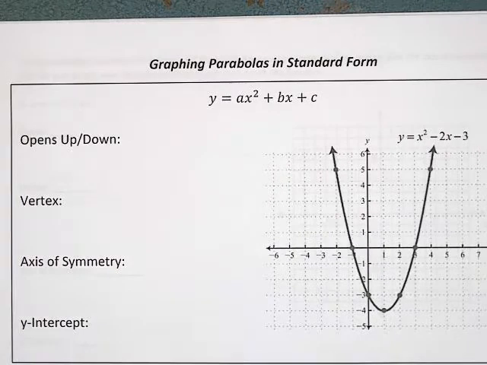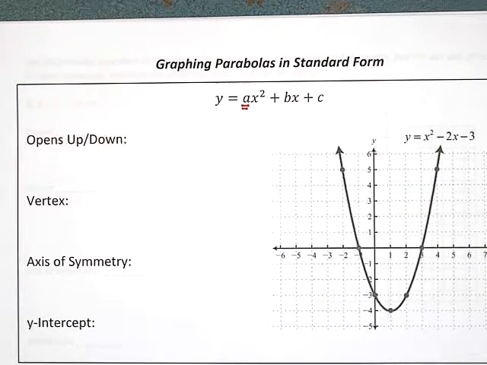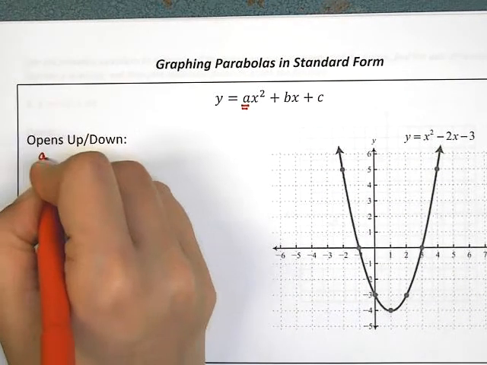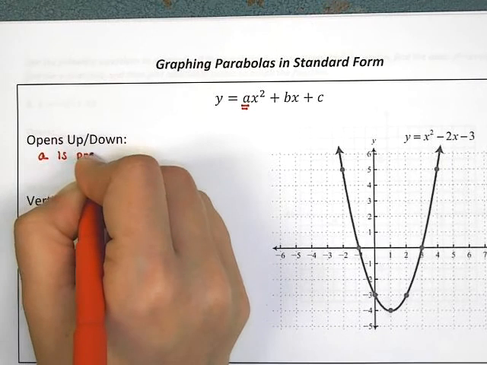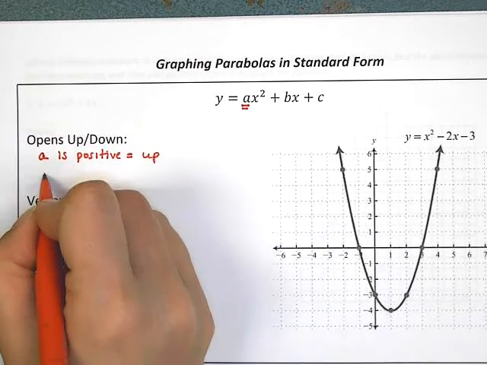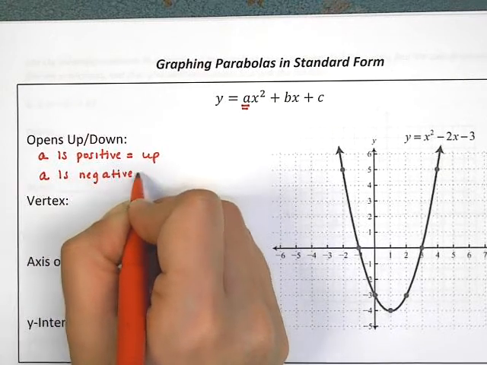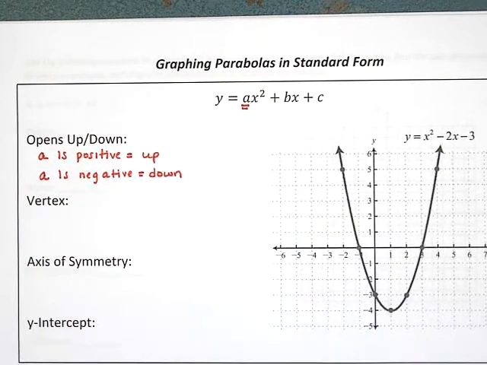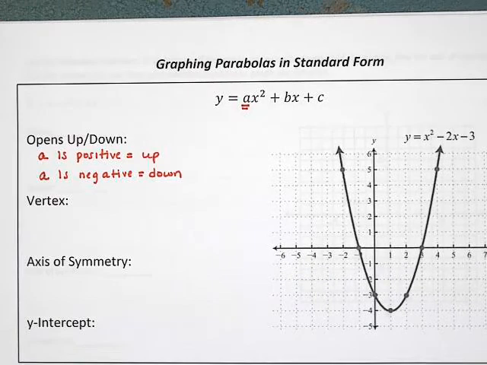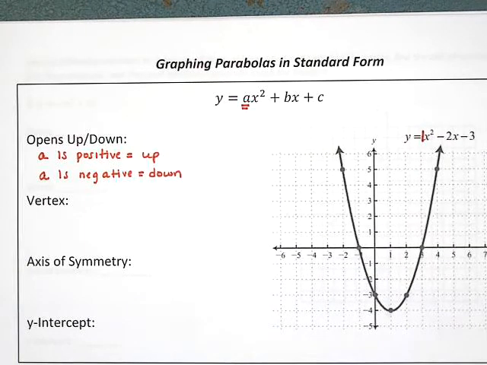So just like before, we look at the leading coefficient, or the first number, the number by the x squared, to determine that. If your a is positive, then your parabola opens up. And if your a is negative, then your parabola opens down. So the same rule as before, your a determines the direction. If we look at this example, the invisible leading coefficient would be a 1, which is a positive number, which is why we know our parabola faces up for this graph.